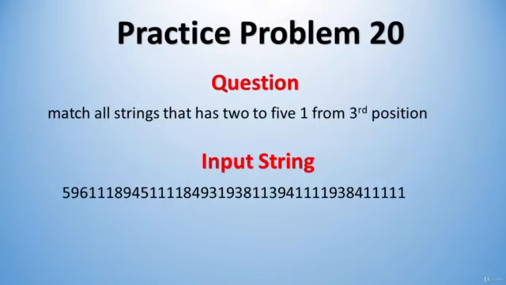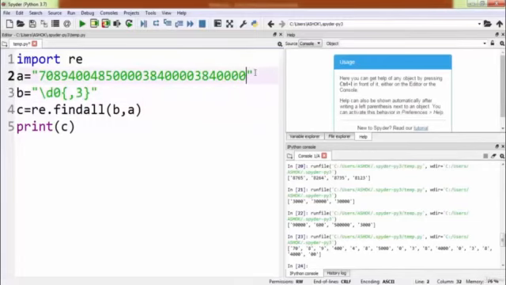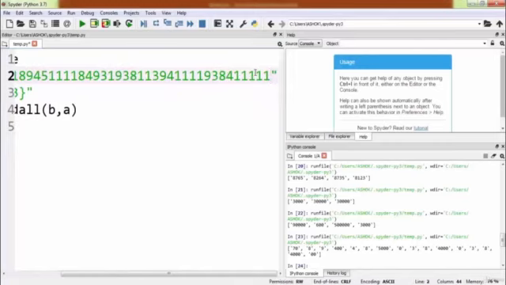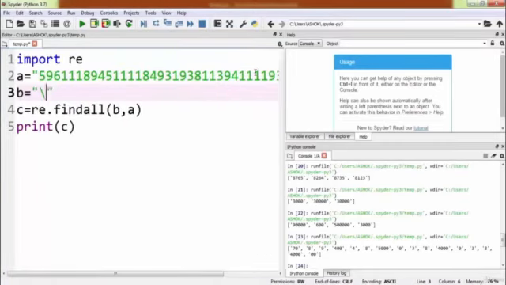The next question is the strings should have 2 to 5 ones from the third position. There is an input string and we must find a substring which has 2 to 5 ones at the third position. So 1 should be repeated 2 to 5 times. Since it is placed in the third position, the first two positions are \d.